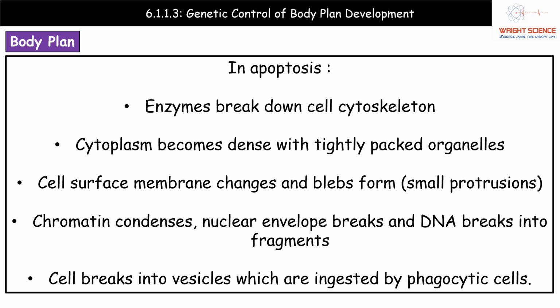And what we then see is the changes in our nucleus. So the chromatin is going to condense, the nuclear envelope is going to break down, and DNA is then going to be broken up into small fragments. The cell itself is then going to break into these vesicles, and those little vesicles containing the bits of the cell that remain are going to be ingested by the body's phagocytic cells.